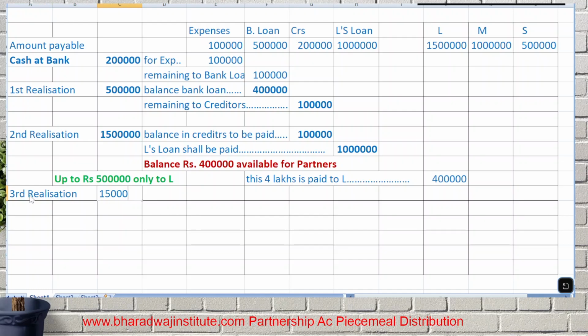Third realization also 15 lakhs. Now to satisfy this condition, how much have we already paid? 4 lakhs. The 5 lakhs, 4 lakhs has been already paid. Still balance 1 lakh more. How much? 1 lakh will be paid to L1 only. Now what is the balance left? Out of 15 lakhs, 1 lakh has been paid. How much balance? 14 lakhs.